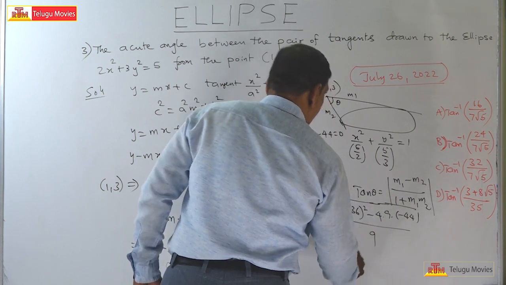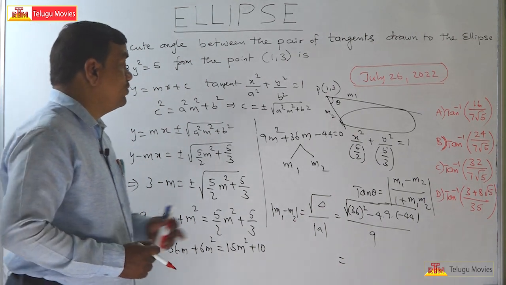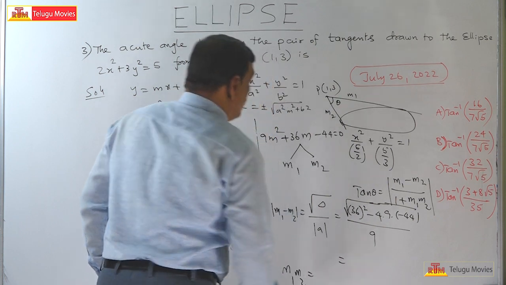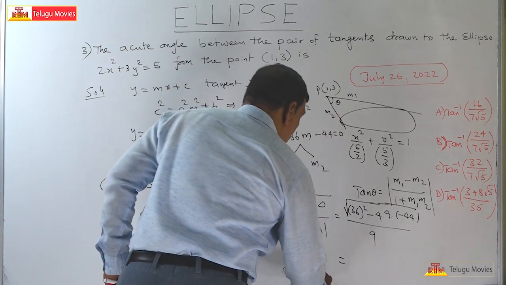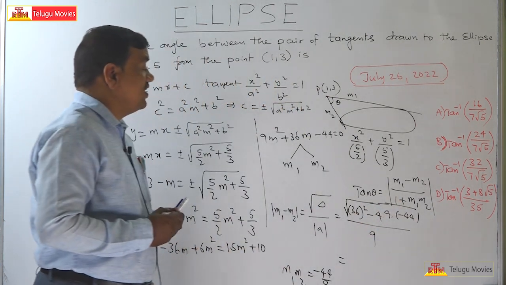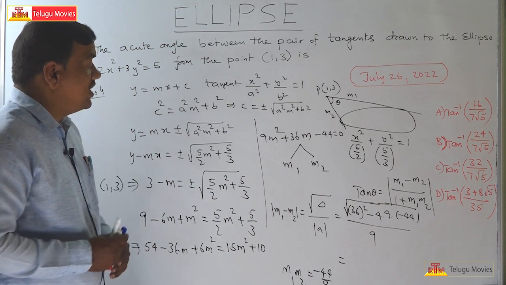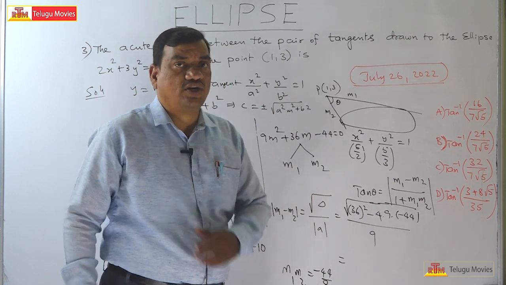So this value we will get here, and the product of the roots. Product of the roots means what? m1 into m2. So m1 into m2 is equal to c by a. That is minus 44 by 9. This is minus 44 by 9. This also we will calculate. So there is no choice here. So we will calculate and we will substitute here. Okay. So let us continue the solution.